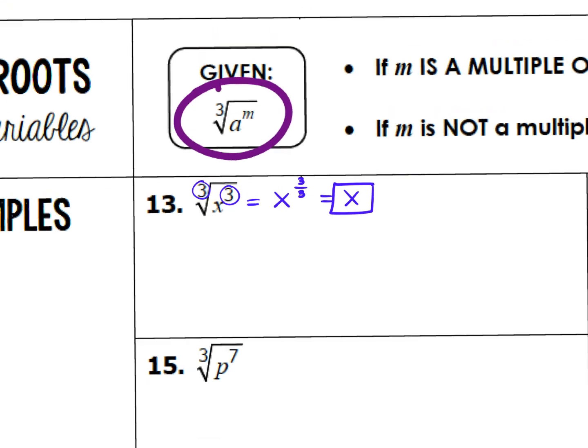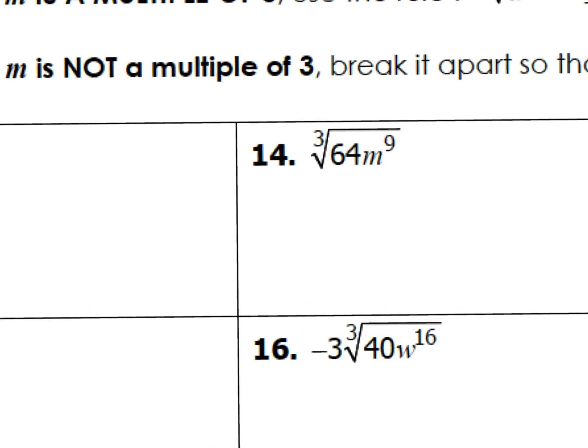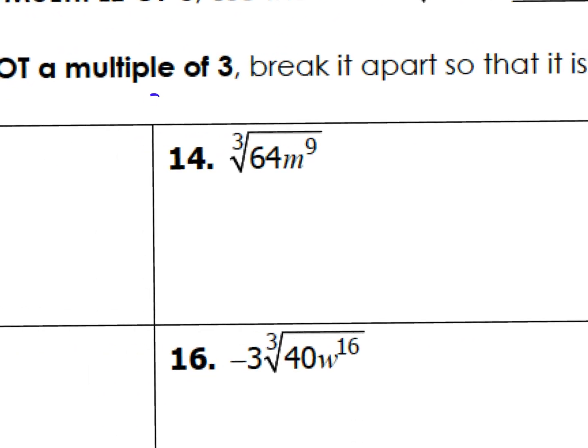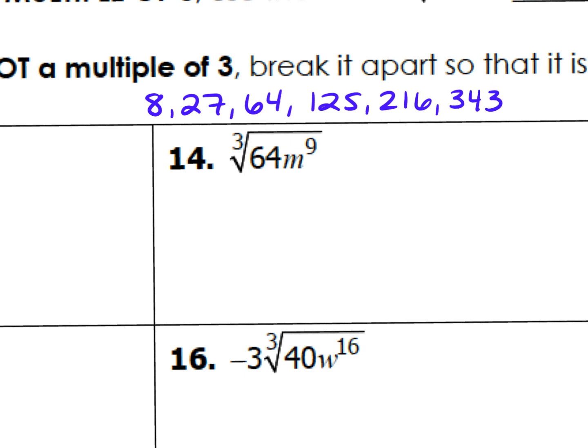Okay? So take a look at this one. And maybe you want to just do your list of perfect cubes somewhere nearby. 8, 27, 64, 125, 216, 343. Am I right there? I think. Is it 216? Yeah. Okay. So here's the deal. If we're going to break this down, it's whatever is a perfect cube and whatever is not a perfect cube.